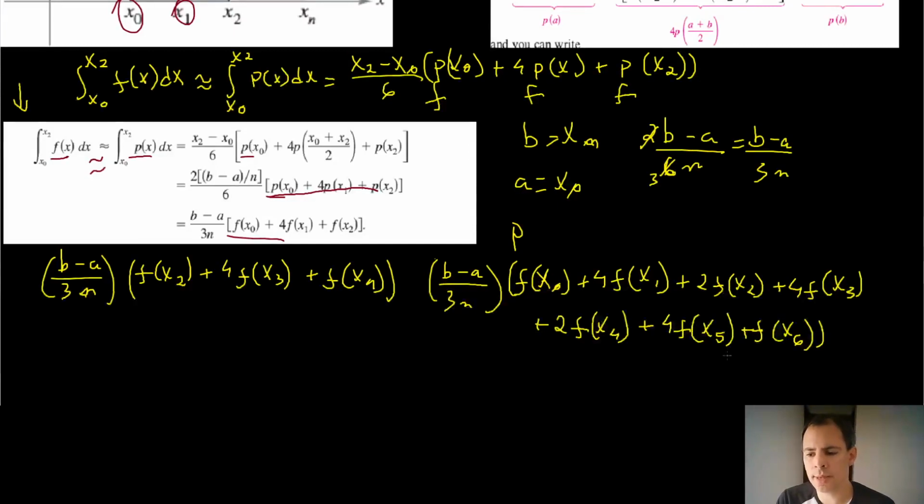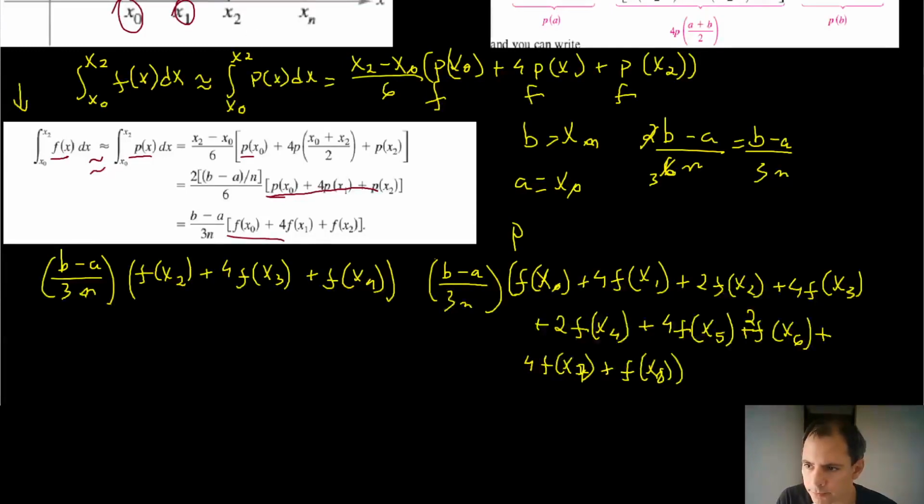And a lot of people say, okay, well, let's just say that x6 was not the last point. We'll keep going. You have x6 in here, so you got to put a 2 in here because after 4 comes a 2, and then you have to have another 4. So 4f of x7 plus, let's say that x8 is the last one, so it's going to have a coefficient of 1, f of x8, and there you go. That's the theory of Simpson's rule.